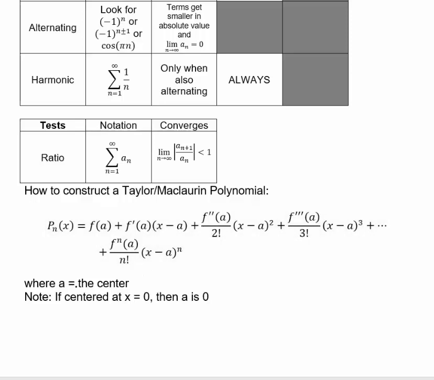So remember, if it's centered at 2, then instead of being x, this will all be x minus 2 squared, x minus 2 to the third, etc. And if it's centered at 0, you don't write x minus 0, that's just x. Okay. All right, that's the cheat sheet that I want you to have printed out.